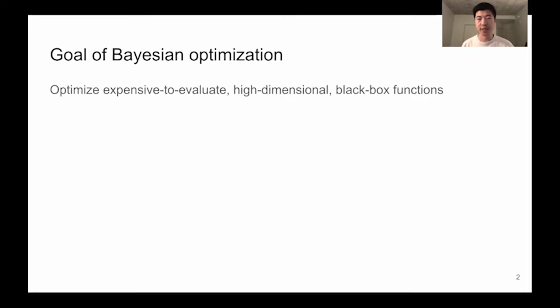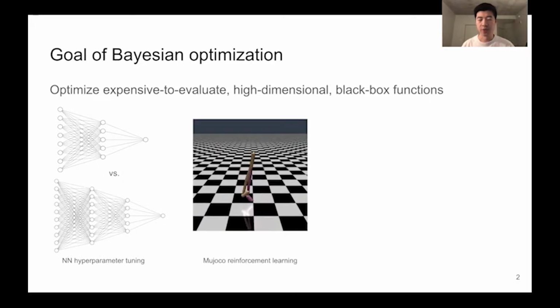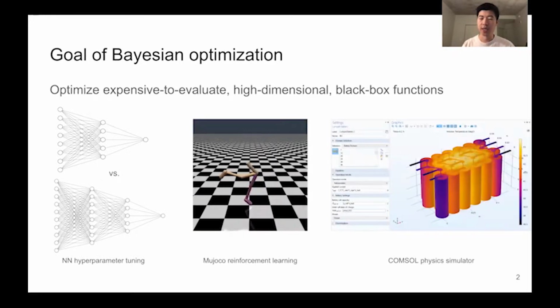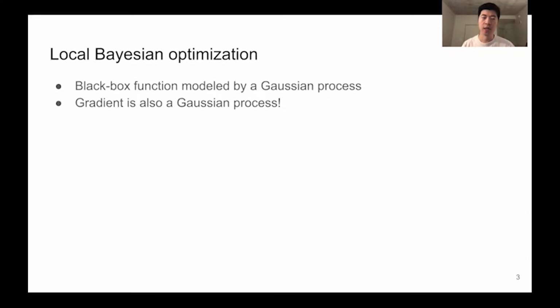The goal of Bayesian optimization is to optimize expensive to evaluate high-dimensional black box functions. Here are a few examples, including neural network parameter tuning, maximizing the reward in reinforcement learning, and parameter configuration in physics simulator. In general, Bayesian optimization is a very challenging task. So instead, we focus on local Bayesian optimization, where the goal is to find local optimum.